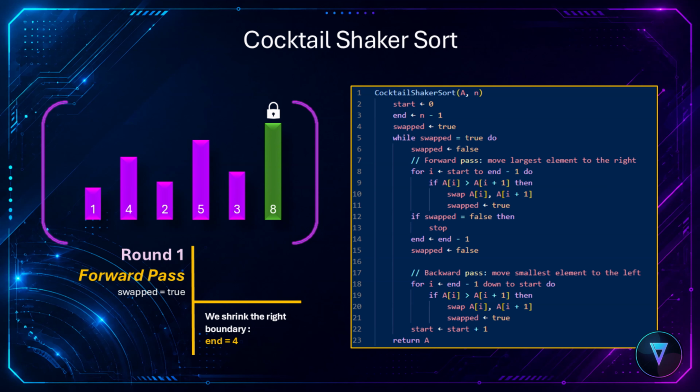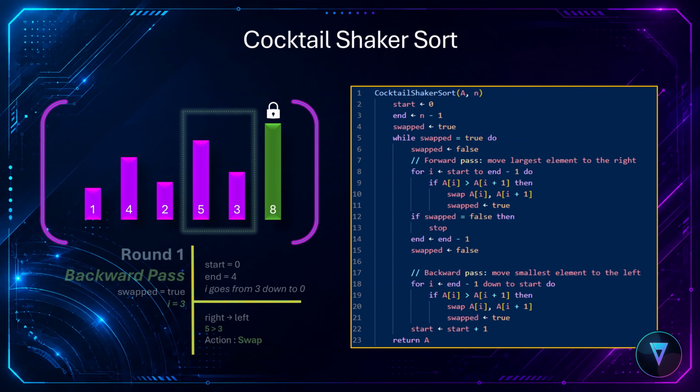Since swaps happened, swapped is true, so we do not stop. Then we shrink the right boundary using end gets end minus 1. So end becomes 4. Now the algorithm immediately reverses direction for the backward pass. The current array is 1, 4, 2, 5, 3, and 8. The loop goes from i equals 3 down to 0.